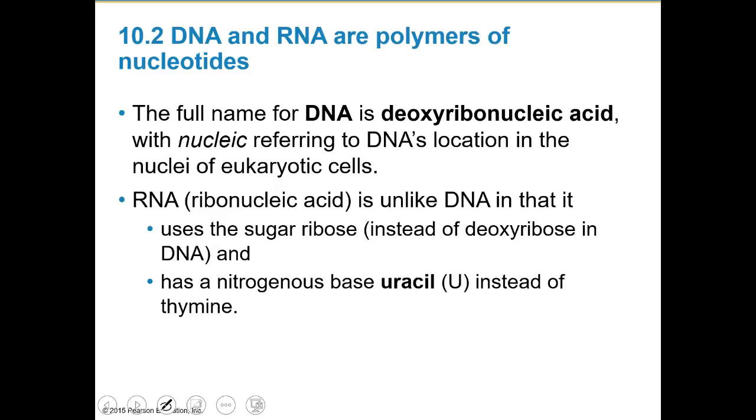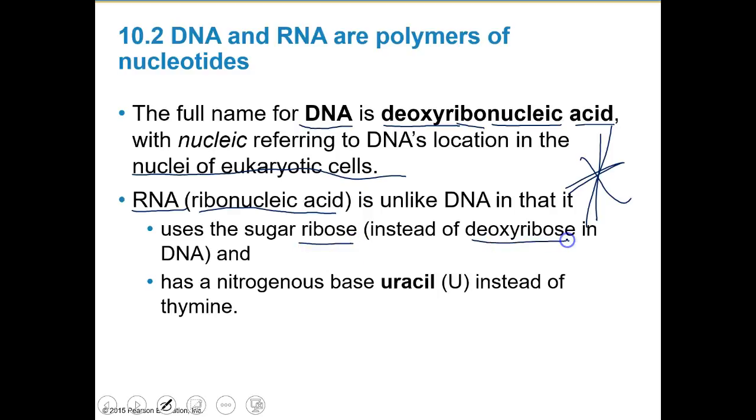All right, to review, the full name of DNA is deoxyribonucleic acid. The nucleic is referring to the location in the nuclei of eukaryotic cells. Sorry for the squiggly line there, but in the nuclei. RNA, ribonucleic acid, is unlike DNA. This is one of those things that we're going to need to know as we continue. It's unlike DNA in that the sugar is ribose instead of deoxyribose. So we have a different sugar. And also we use the nitrogenous base of uracil.